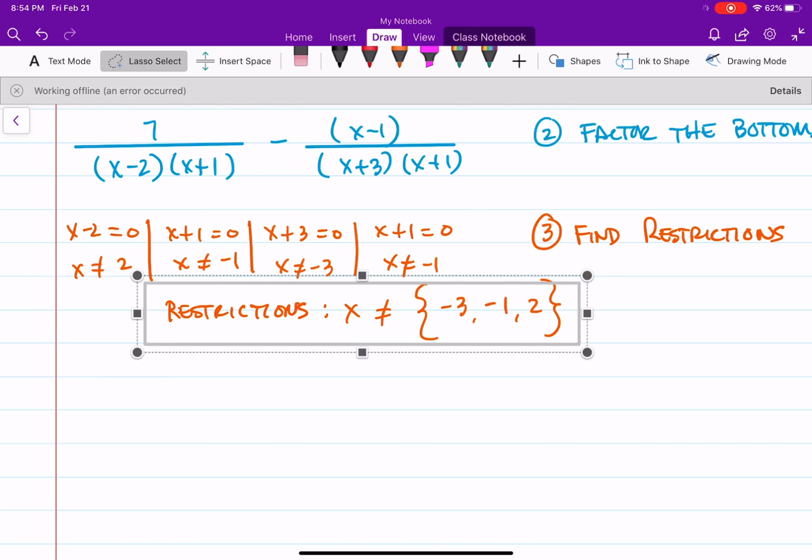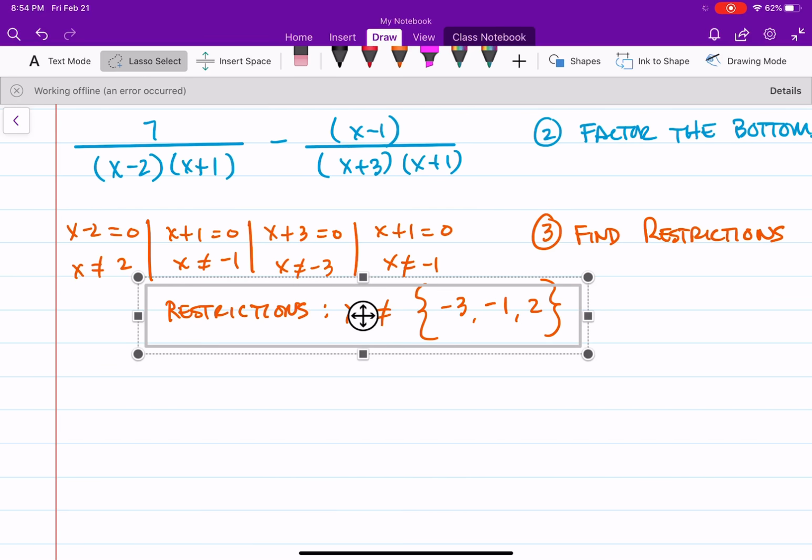Okay. No, I don't want to move that. I just want to do these. Okay, focus.